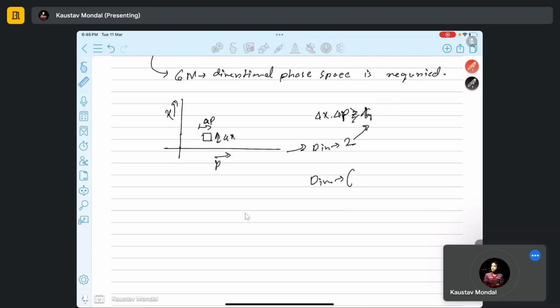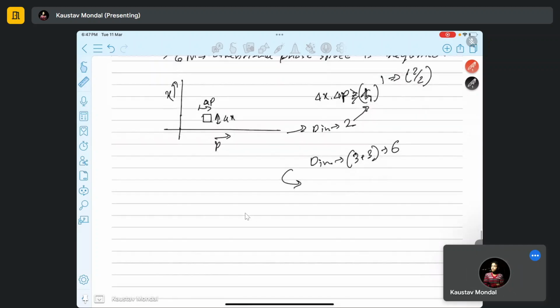This is basically ħ to the power 1, which comes from the 2 by 2. But for 3-dimensional space, for a single particle, there are 3 momentum coordinates plus 3 position coordinates, which gives you 6 dimensions, right? And for this case, the uncertainty principle will simply give you Δx Δp ≥ ħ to the power 6 by 2, right? Which gives you ħ cubed, right? So this is for 6-dimensional space.